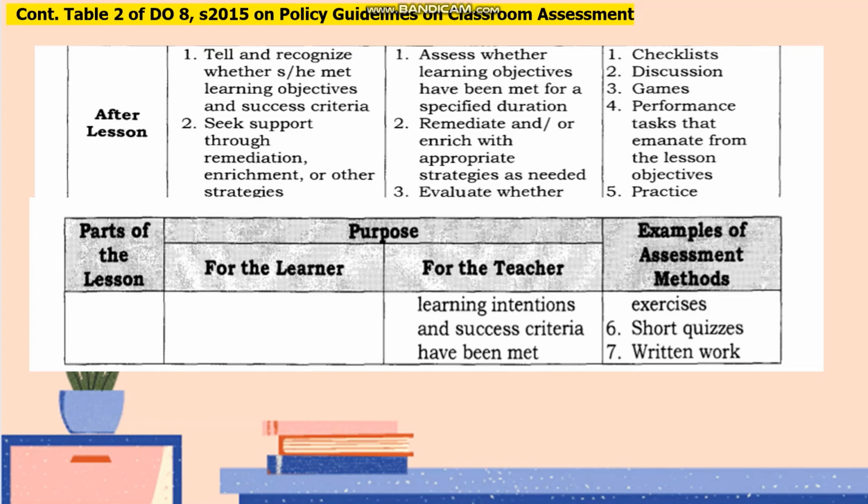And you can use the following: checklist, discussion, games, performance tasks that emanate from the lesson objectives, practice exercises, short quizzes, written work.